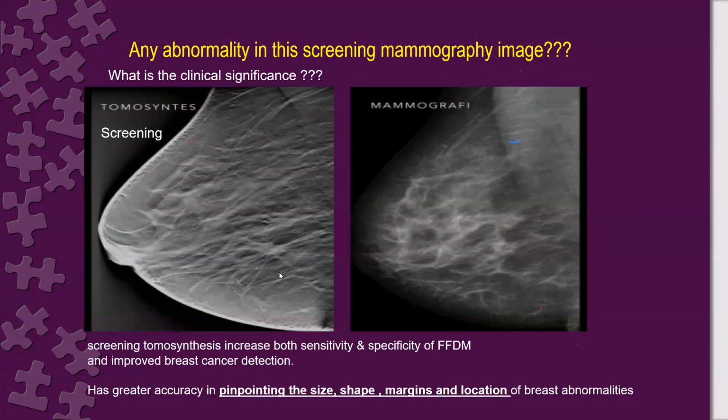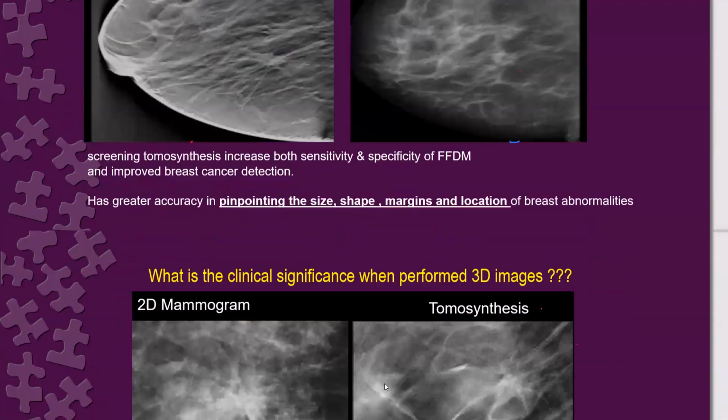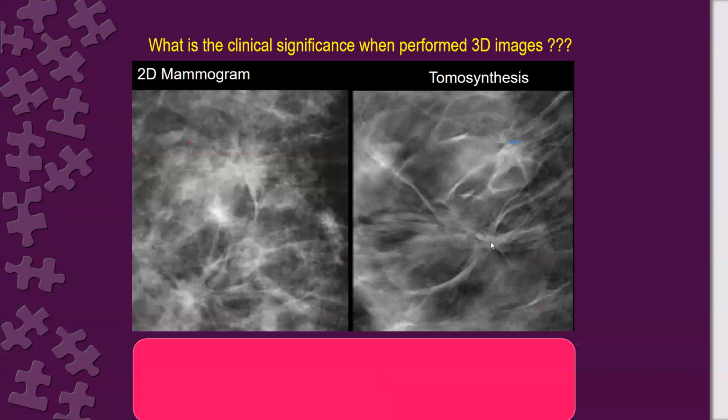Retraction. So definitely in this type of heterogeneously dense breast or slightly dense breast, the tomosynthesis is more sensitive than full digital mammography, picking up the lesion itself and pointing out its margin, its shape, its size, and its exact location of breast abnormality. Again, it gives better characterization.